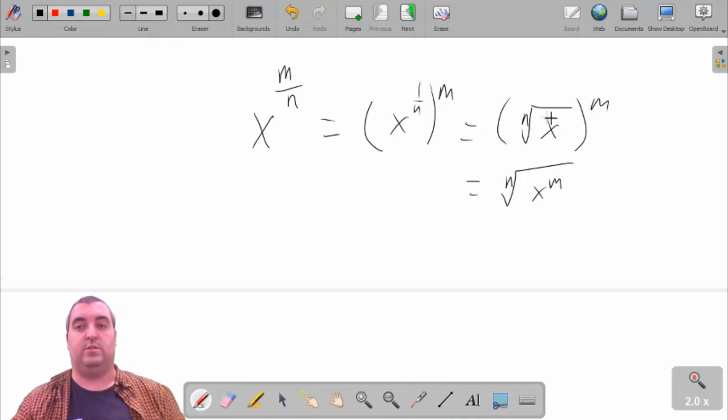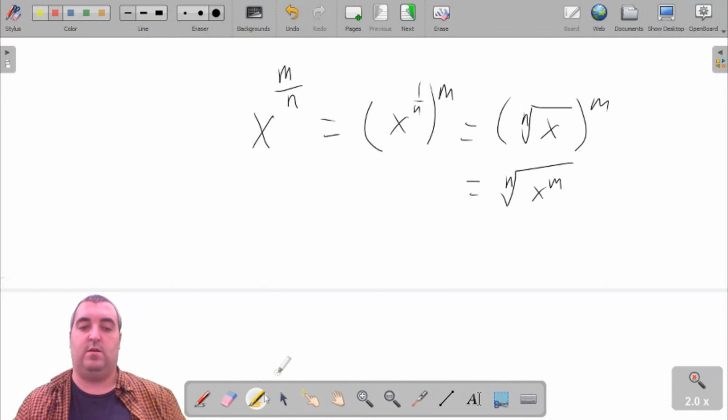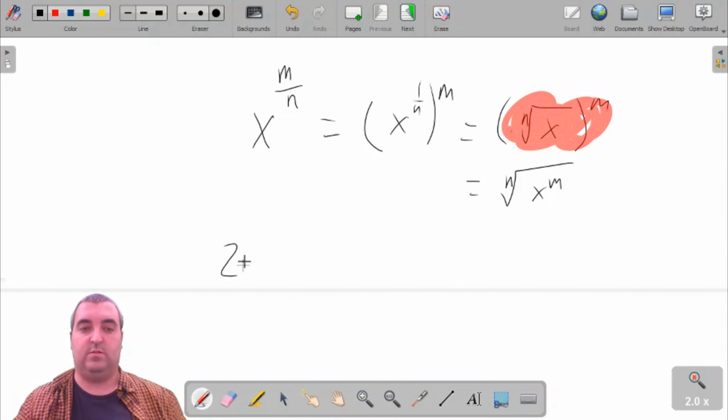Usually though, doing the root first will make our lives easier because it'll make the number smaller, and then we're raising it to the power. So we're usually going to stick with this method, this one right here. Okay, so let's see a couple examples here, and then we'll be good for today.